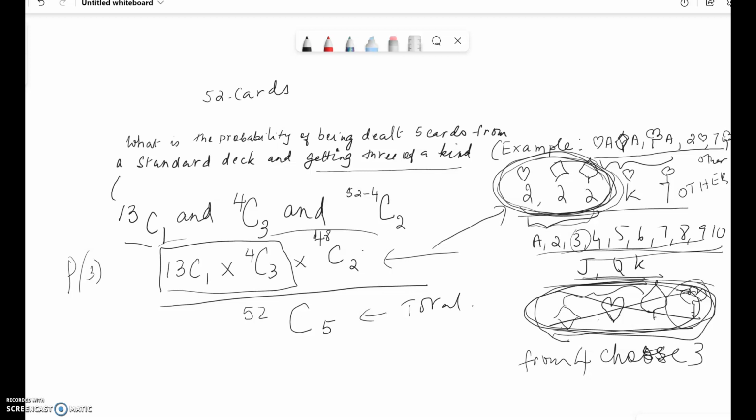Now your problem set problem will be very similar to this, except that instead of 3 of a kind, I think it's 2 of a kind. So do follow the exact same process.